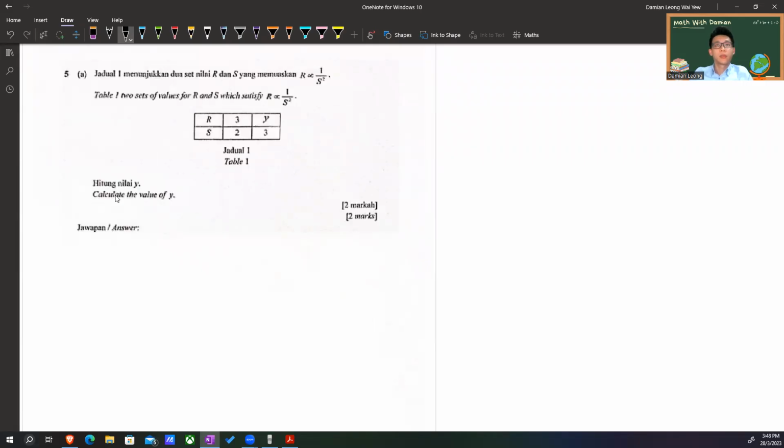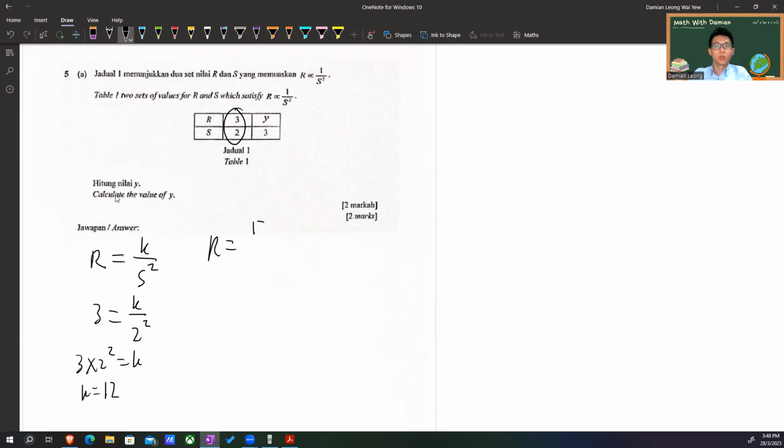Question 5. Table. I have 2 sets of values for R and S, which satisfy R varies directly with 1 over S squared. Means varies inversely with square of S. So I want to find value of Y. So R equals K over S squared. So I can just sub in the pair of values where both are numbers to find the K first. 3 equals K over 2 square. 3 times 2 square is K. 3 times 4 means 12.